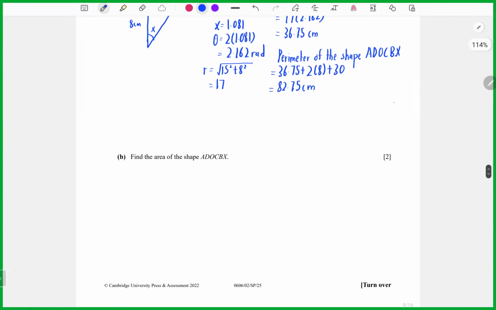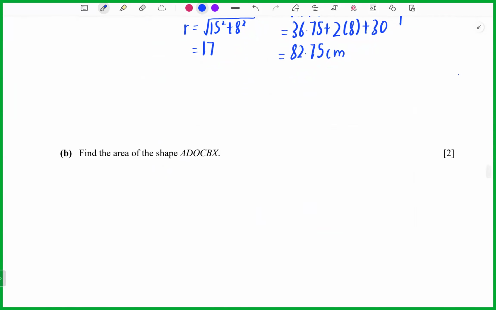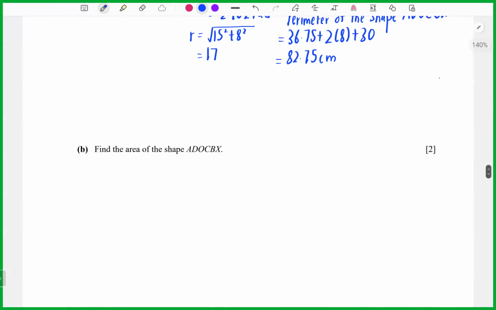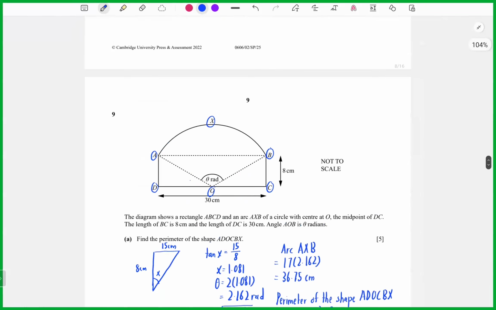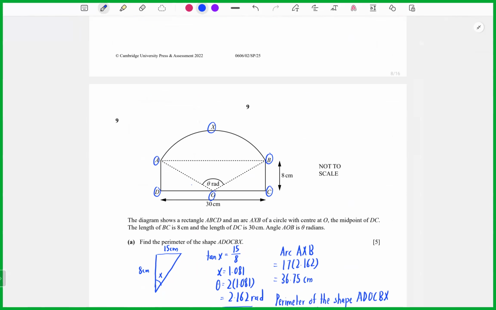Let's see part B. Find the area of the shape ABOCDX. Okay, it's a rectangle. Rectangle actually is very easy. So how do we need to find for these shapes? Actually, we can also think of other ways. We can try to find these triangles' area. At the same time, we can also find the area of the sector.